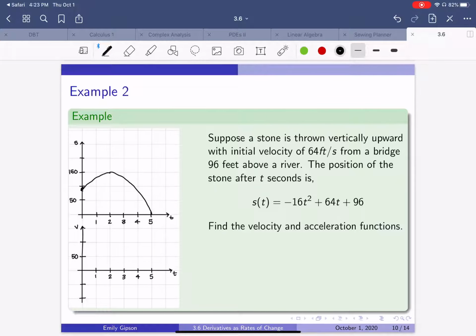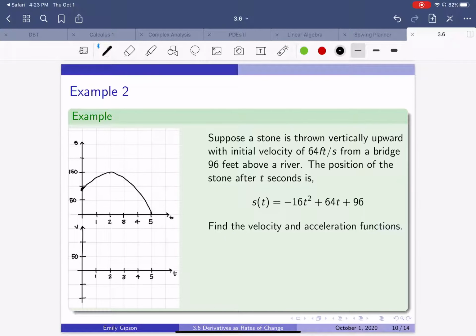So what we have is a stone is thrown upward. It reaches a peak where velocity equals 0, and then it falls back down to Earth and eventually lands in the river. So at time equals 5, or at a little bit past time equals 5, we've landed back in the river underneath the bridge.